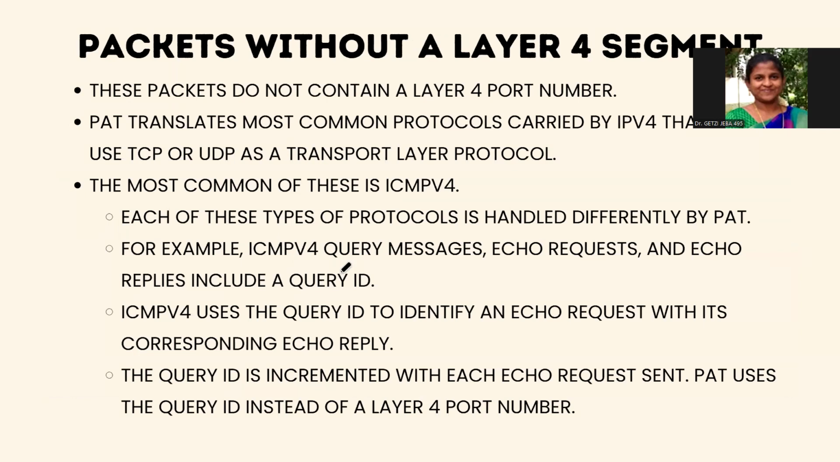So there may be some packets which are not using layer 4, that do not contain a layer 4 port number. In that case, how is it actually done? The most common case is ICMP version 4, which we use for ping. We used to do ping; that is an example of ICMP. What they usually have is something called a query ID. So instead of a port number, the query ID is inserted in the request, and the reply also comes. It is matched to the query ID, and then the reply is rerouted to the appropriate destination.